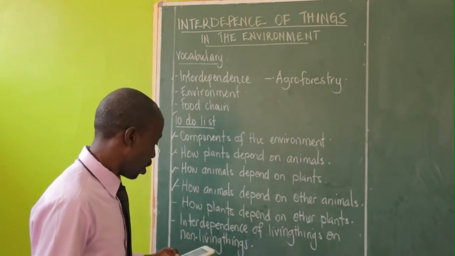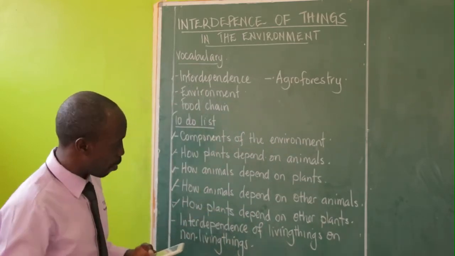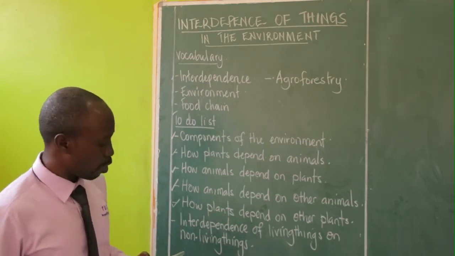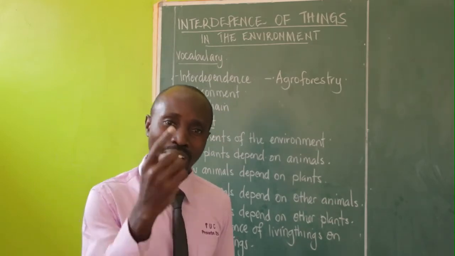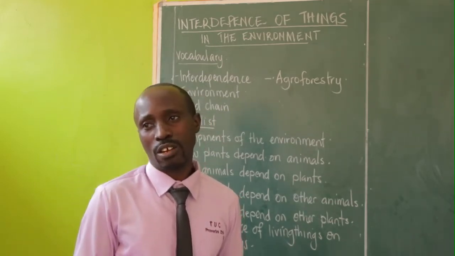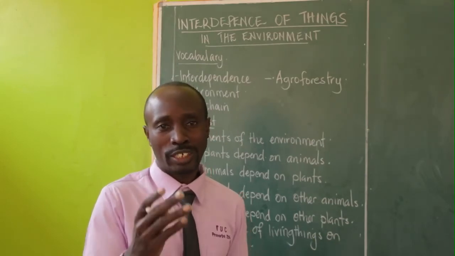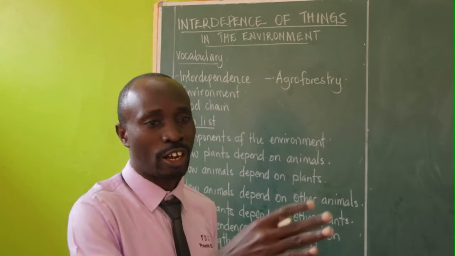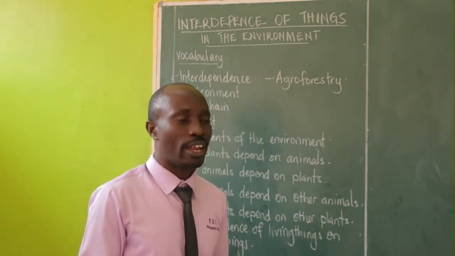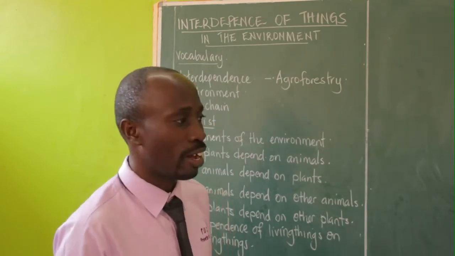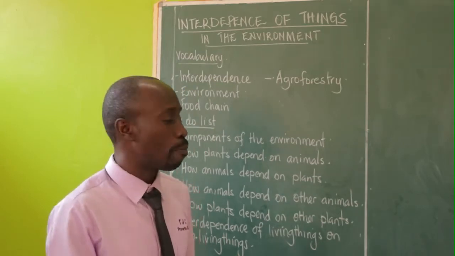Okay? Let's look at how plants depend on other plants. How do plants depend on other plants? Some plants with weak stems climb other plants for support. Remember, plants with weak stems cannot stand on their own. Examples, you know about those which are creeping, like the pumpkins. Look at the watermelons. Look at the passion fruits. Okay, those ones need support.